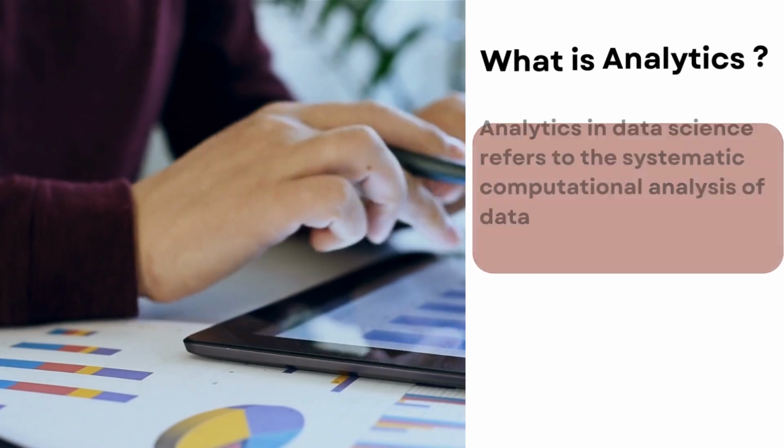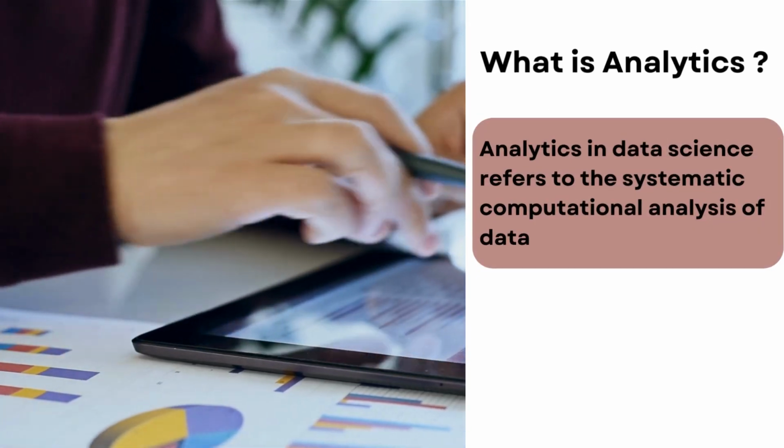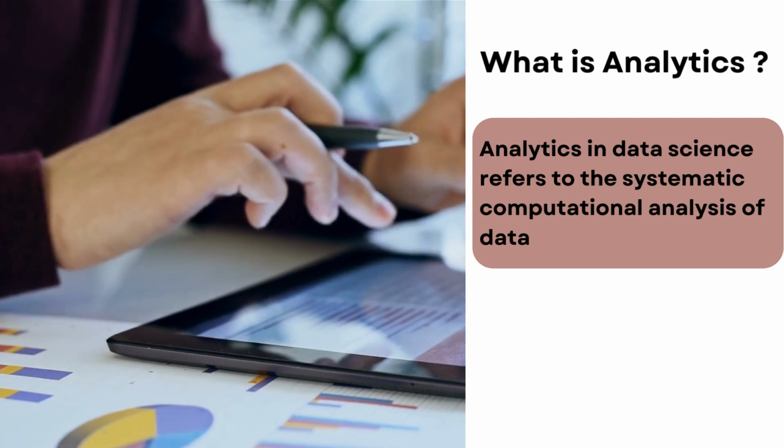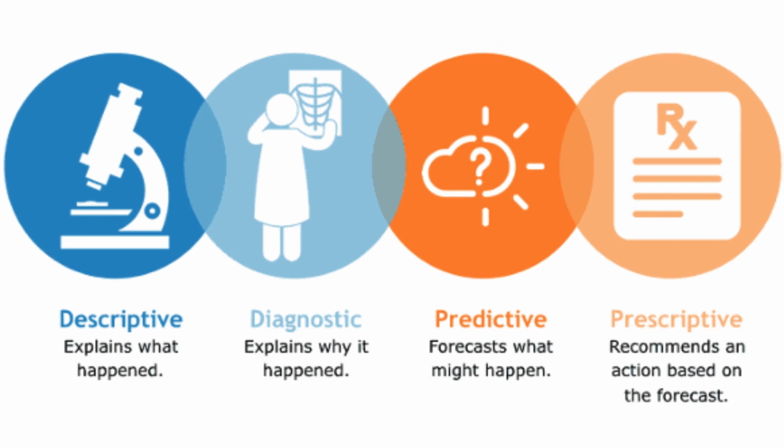What is analytics in data science? That is the crucial step that is going to transform the raw data into meaningful insight. Next is types of analytics. There are four types of analytics when it comes to data science.